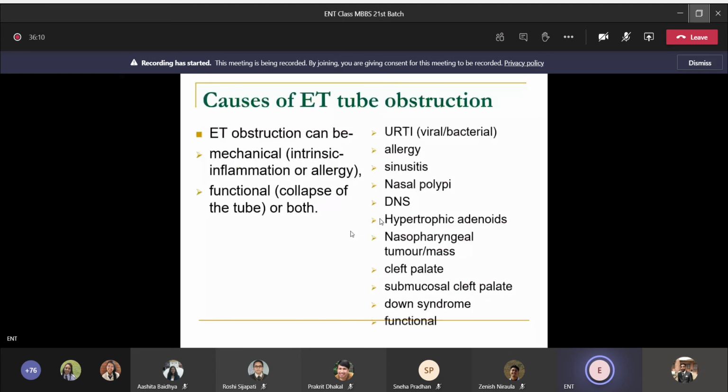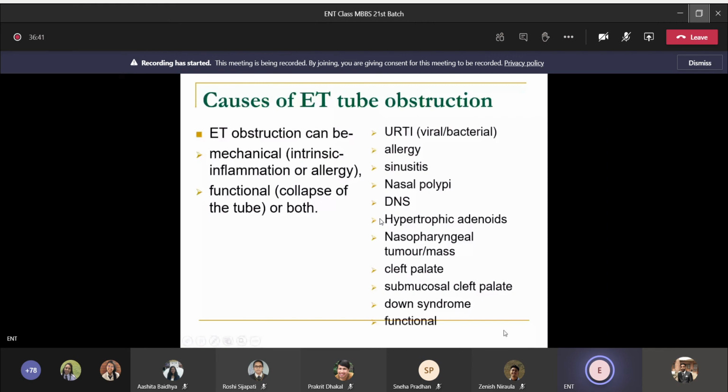Now, what are the different causes of eustachian tube obstruction? Eustachian tube obstruction can be mechanical or functional. Okay, mechanical means intrinsic, or inflammation, or allergy. Functional means collapse of the tube, or both. Okay, now the causes of eustachian tube obstruction are upper respiratory tract infection, allergy, sinusitis, nasal mass or polyp, deviated nasal septum, hypertrophic adenoids, nasopharyngeal mass, cleft palate, submucous cleft palate, Down syndrome, and sometimes functional.